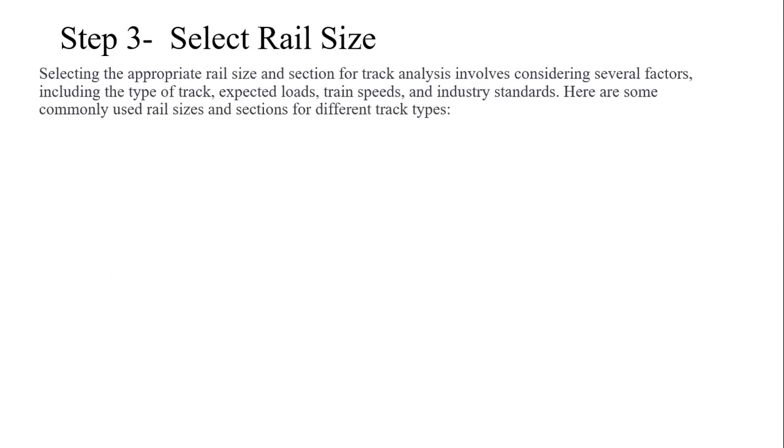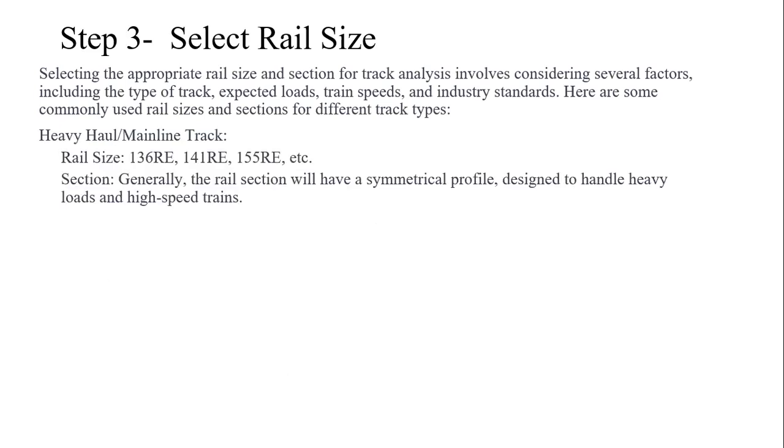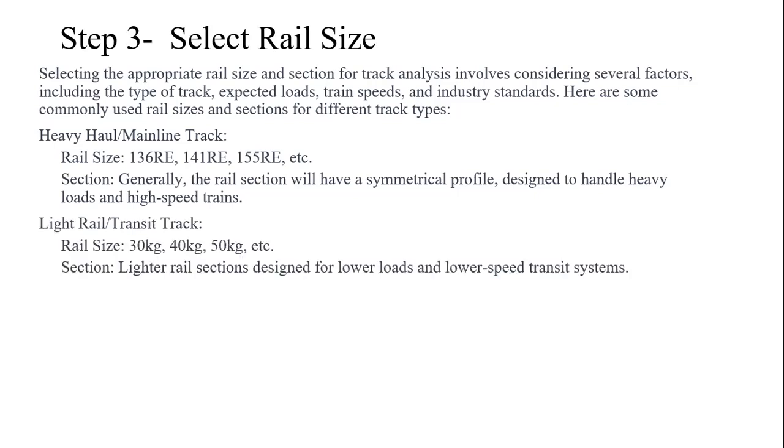Select rail size. Now, the rail section depends upon many factors: the type of track, the expected load, train speed, and industry standards. For heavy track, we can use 136 RE, 145 RE, or 155 RE, and RE stands for the area. Then for light rail, we can use 30 kg rail section, 40 kg per meter. And the first one is 136 pounds actually.